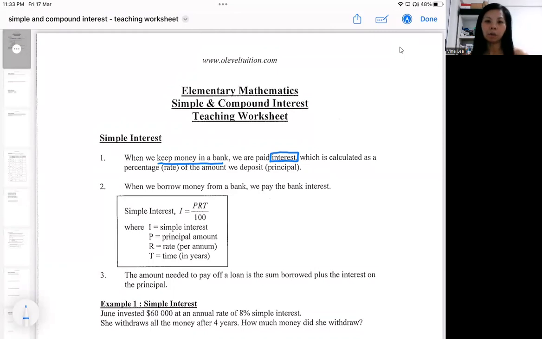Or sometimes when we borrow money from the bank, we will pay the bank interest. So we have to pay the bank extra money. So there are two ways of looking at interest. Sometimes you receive the extra money, or sometimes you pay the extra money. That is a different situation.